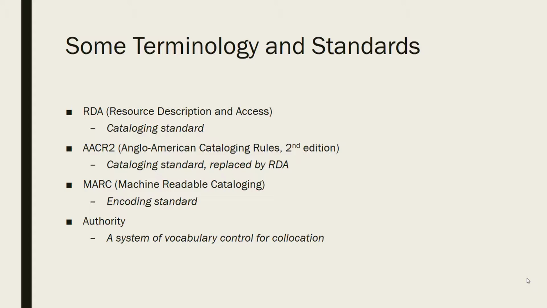So MARC stands for Machine Readable Cataloging. This is the encoding standard we use. We're going to dig into it a little bit. And then Authority, a system of vocabulary control. So basically what this does is you pick one term or name that is the name that somebody or something is known by, and then you create a record for that, and that record makes it so that that name can be linked anywhere that it's used in your bibliographic records.